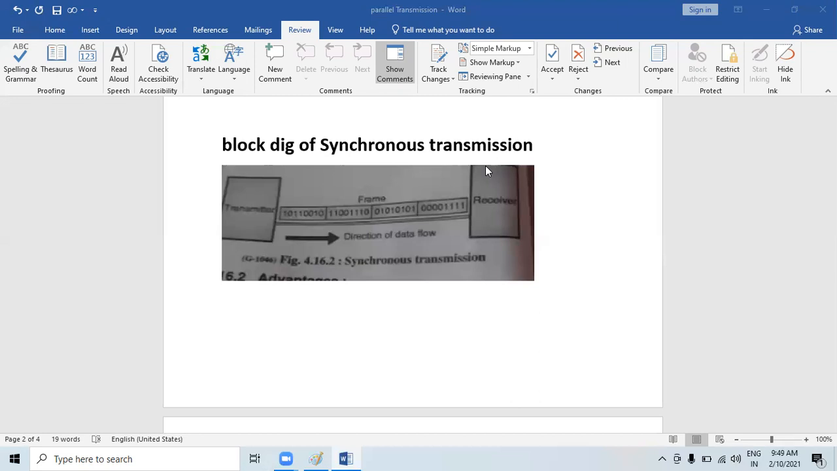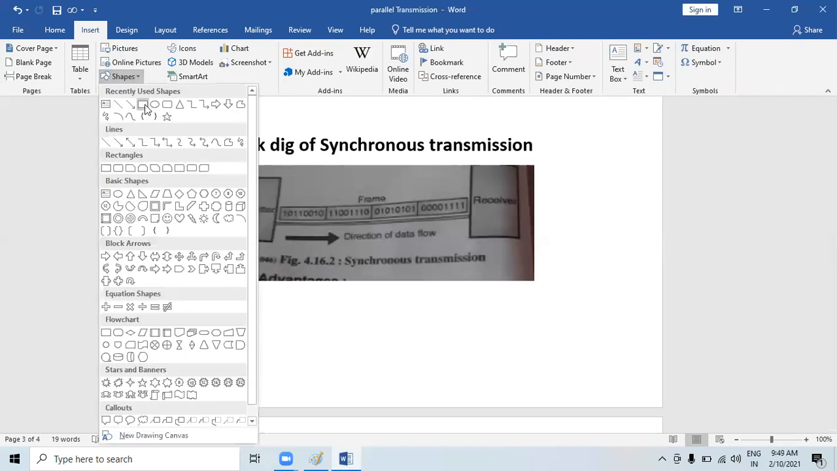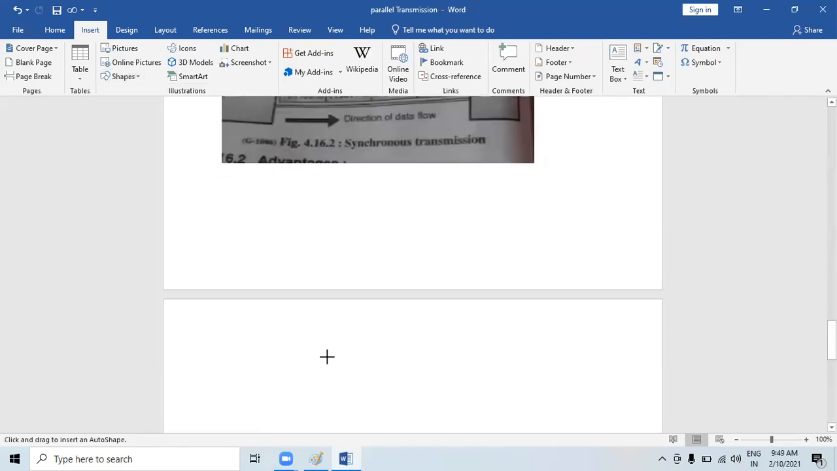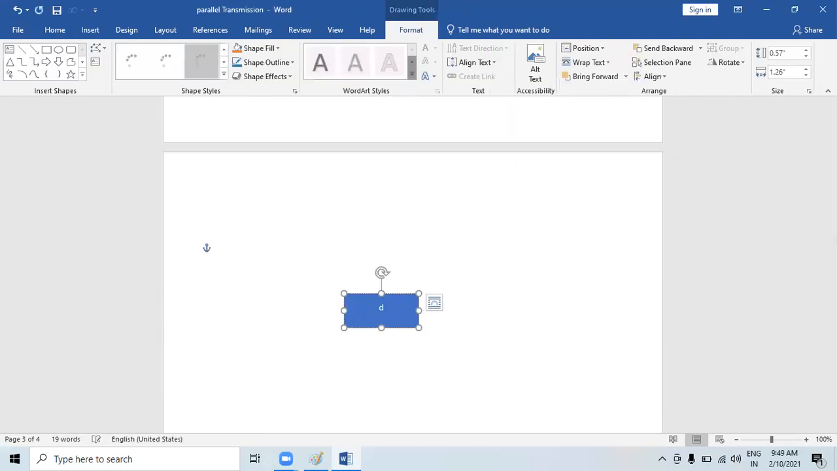Digital to analog conversion. We have already seen digital to analog conversion. So let's draw a diagram first. Digital to analog conversion.